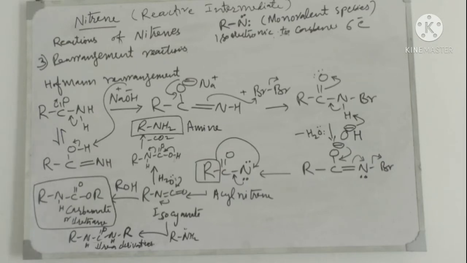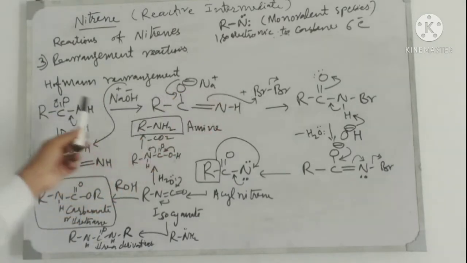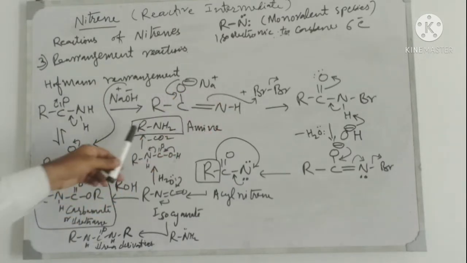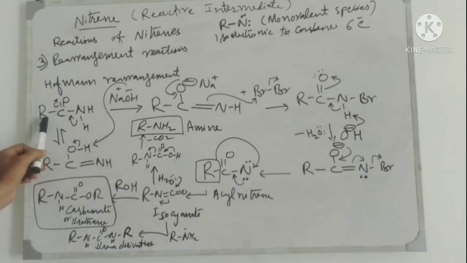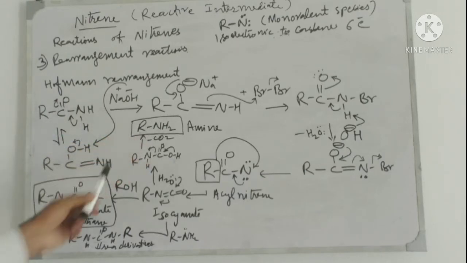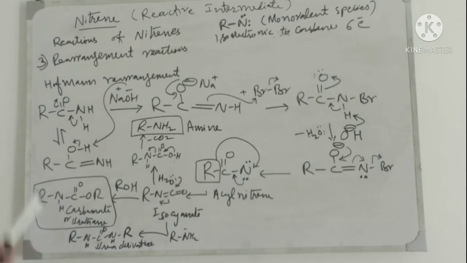The conditions for this Hofmann rearrangement are sodium hydroxide and bromine. So this primary amide is converted into an amine. This is the Hofmann rearrangement. Let's discuss this Hofmann rearrangement in detail.